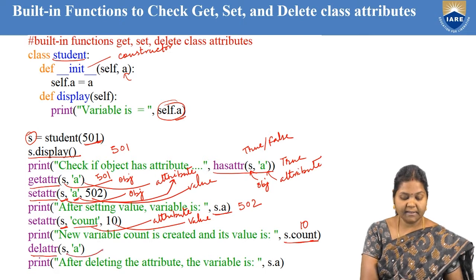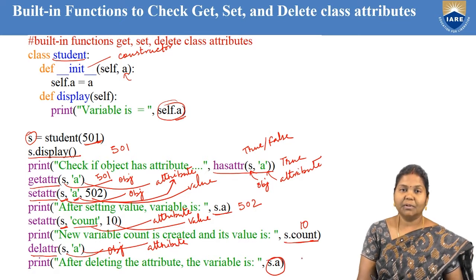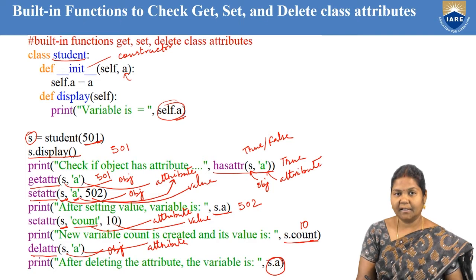Del attribute, S is the object, and which attribute do you want to delete? You want to delete this attribute A. So, after deleting, if you check what is S dot A, then you will get an error because that no longer exists, because you have deleted that attribute.